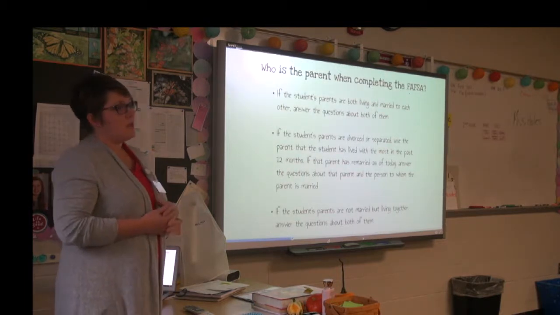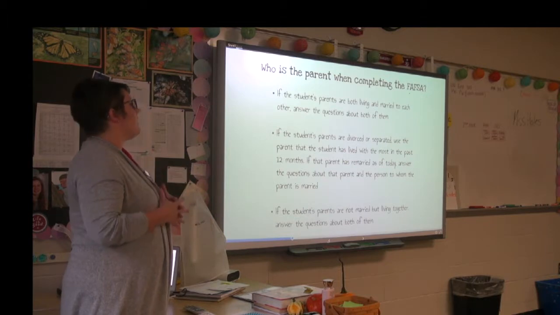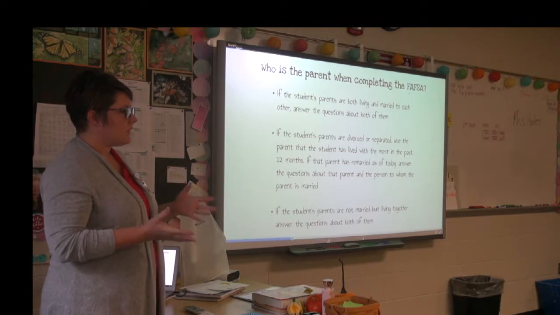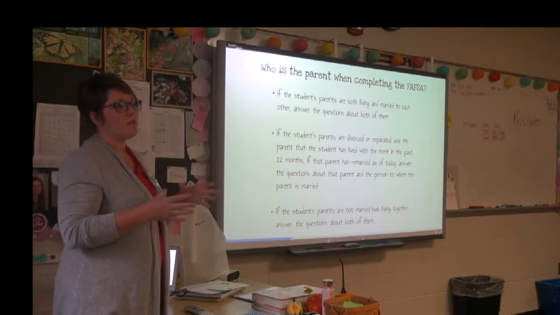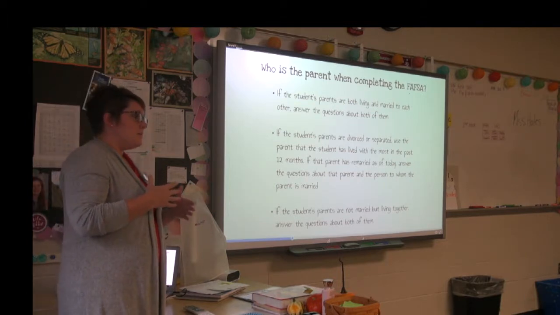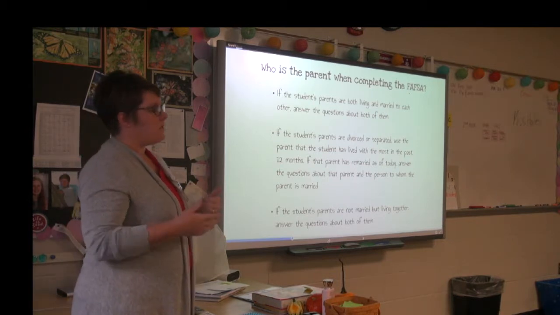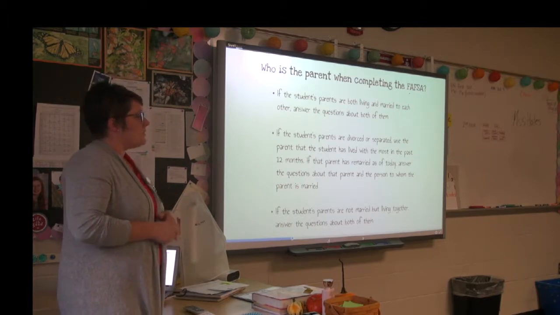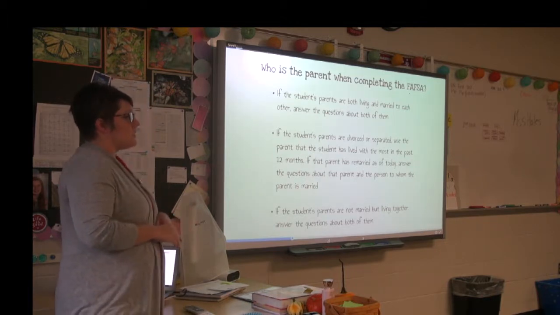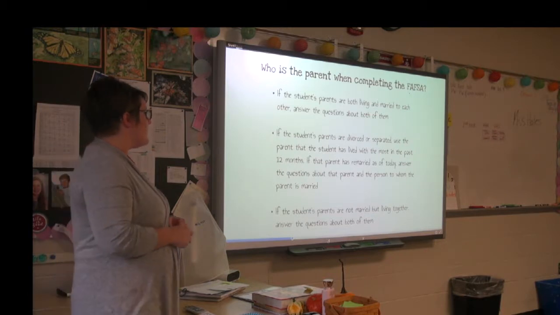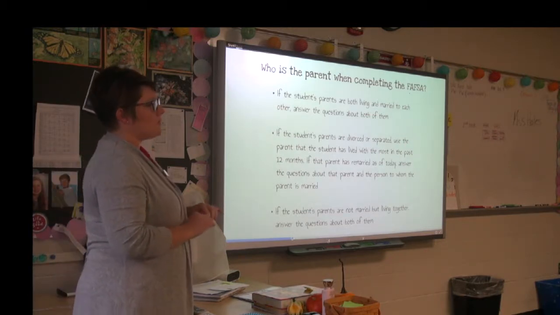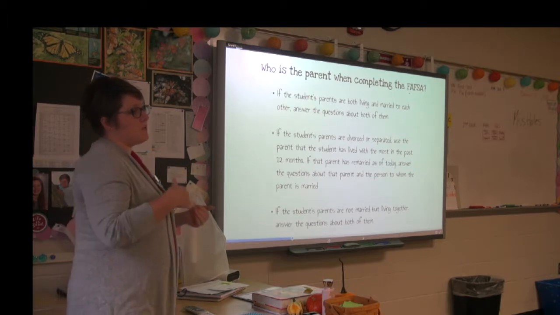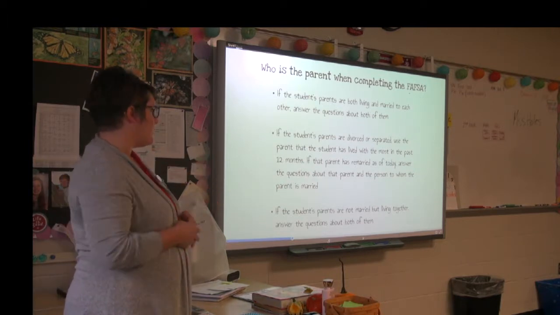Another question we get often is, which parent do I need to put on the FAFSA? So if a student's parents are living together and married, you obviously are answering questions about both of them, and that's their date of birth, social, all that stuff, but also their income. And if a student's parents are divorced or separated, you would typically use the parent that the student has lived with the most in the past 12 months. If the parent has remarried, as of the day you're filling out the FAFSA, then you have to include information about the parent and that step-parent, their spouse.